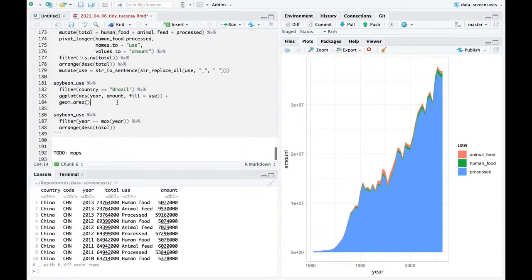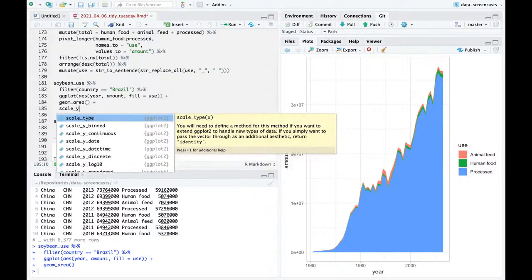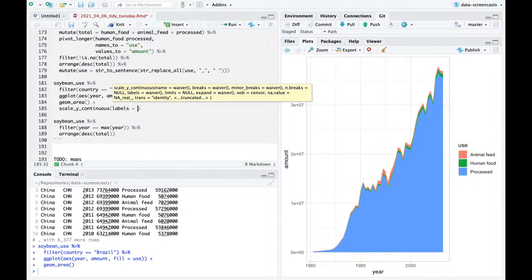And now I can say something like, okay, look at Brazil. Animal feed, human food, processed. Looks pretty good. And I can actually say scale x, scale y, continuous, labels equals comma.